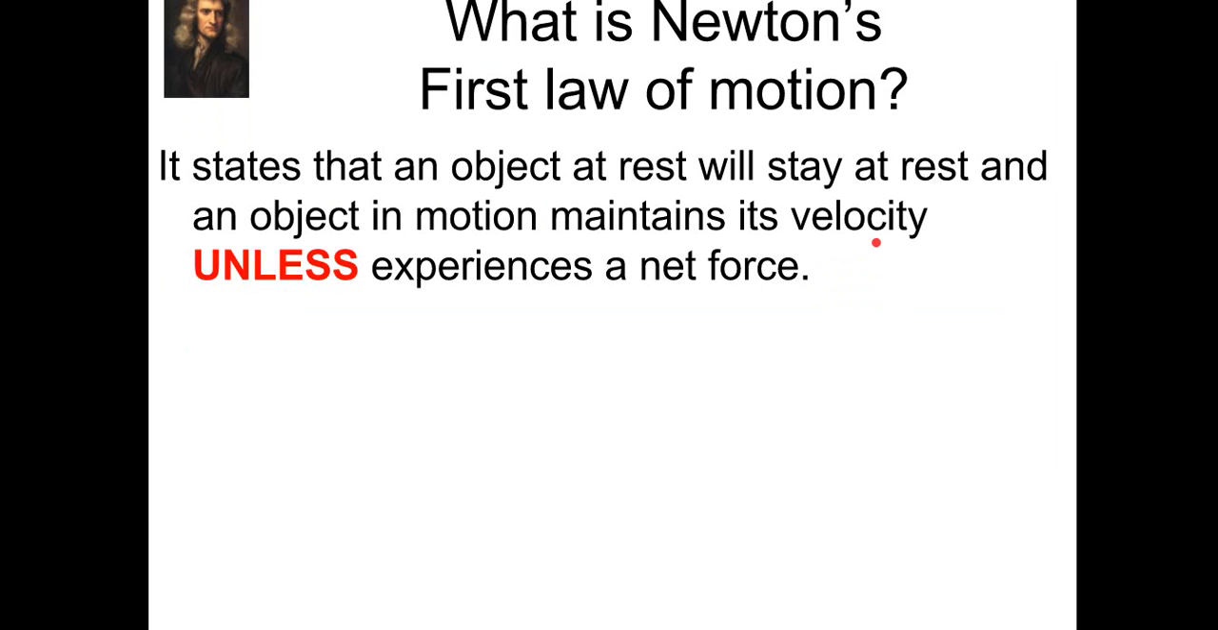So let's read that again. It states that an object at rest will stay at rest. So if it's not moving, it's not going to move. It's going to be balanced. An object in motion maintains its velocity. So that means an object in motion will keep its speed and direction. So it won't change speed and it won't change direction unless, so remember, object at rest should stay at rest. Object in motion should maintain its motion or its velocity unless something happens, unless it experiences a net force.